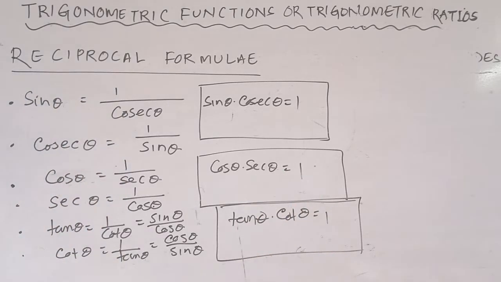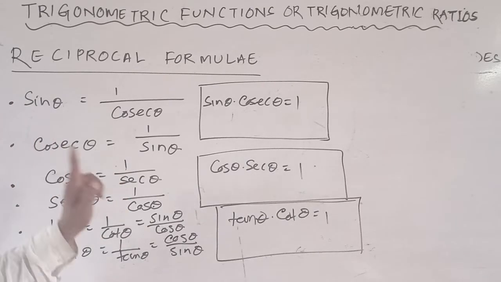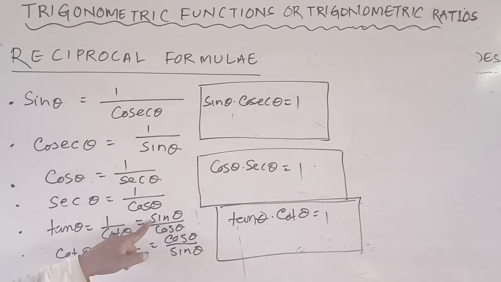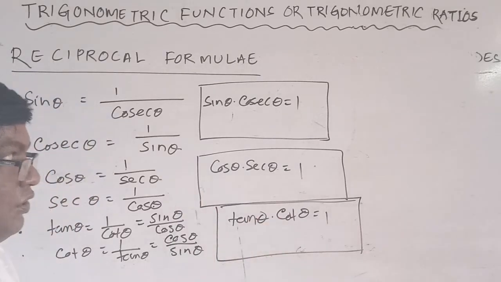So sin theta is equal to 1 by cosec theta, cosec theta is equal to 1 by sin theta, cos theta is equal to 1 by sec theta, sec theta is equal to 1 by cos theta, tan theta is equal to 1 by cot theta, or we can say sin theta by cos theta, cot theta is equal to 1 by tan theta, or we can say cos theta by sin theta, or we can say tan theta into cot theta is equal to 1. This is a reciprocal formula.